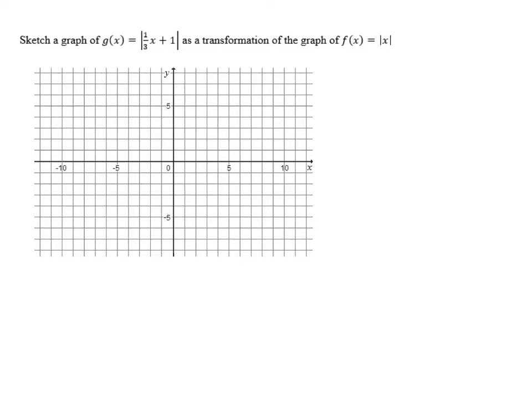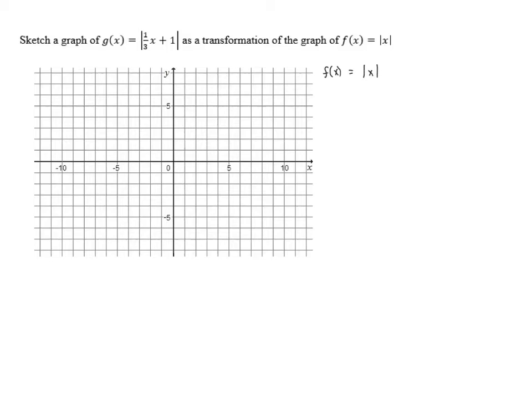I'm going to go about this one way, step by step, and then I'm going to show you the other way, and I'm going to do part of it for you, and then I'm going to have you finish off the rest of it. So let's start off with our original function, f of x equals the absolute value of x.